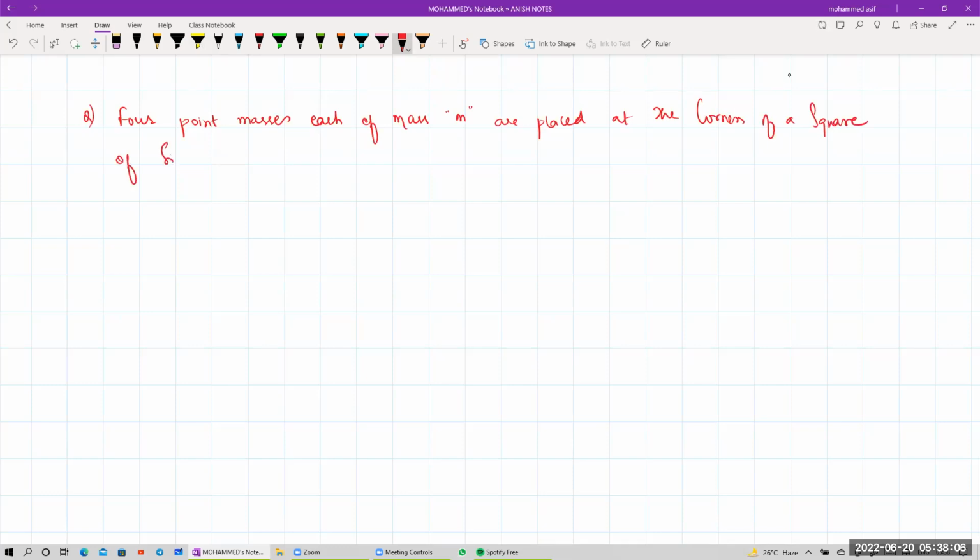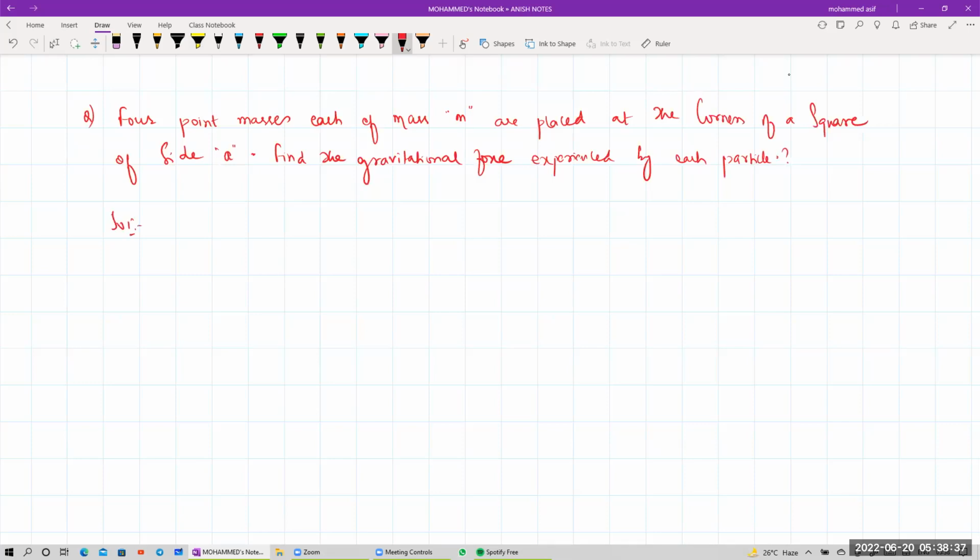See, one question based on this. Four point masses, each of mass m, are placed at the corners of a square of side A. The question is, find the gravitational force experienced by each particle.